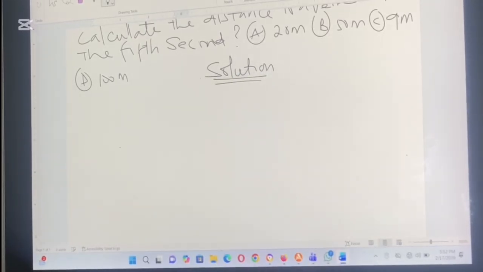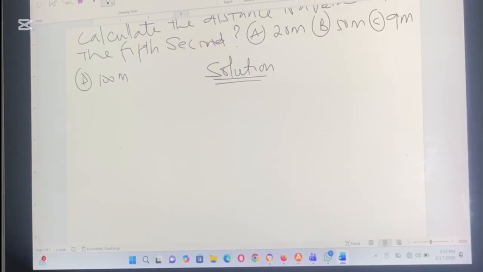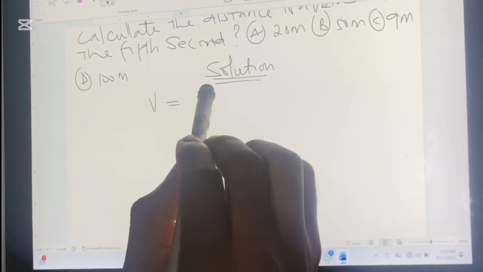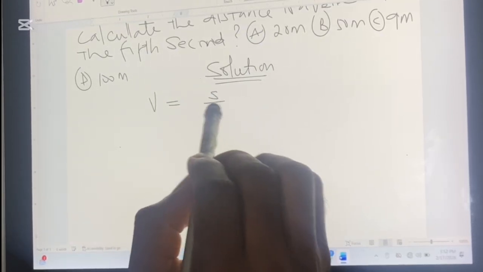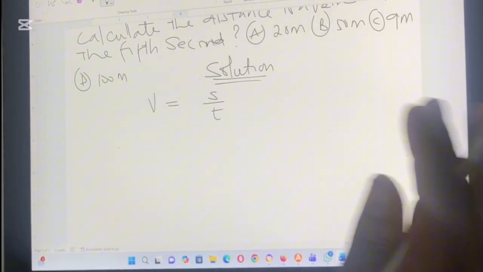So what is the relationship between distance with velocity, or displacement with velocity? Okay, please, at this point now, velocity, distance, and displacement is the same. Please take note. So we say that velocity v is equal to distance over t. Please take note.